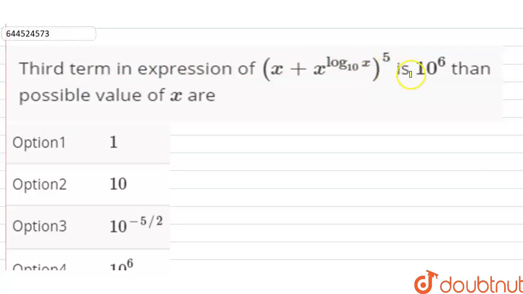The third term in the expansion of (x + x^(log x to the base 10))^5 is 10^6. Then the possible values of x are? So the expression is this, and the third term is 10^6. Then we have to find the values of x.